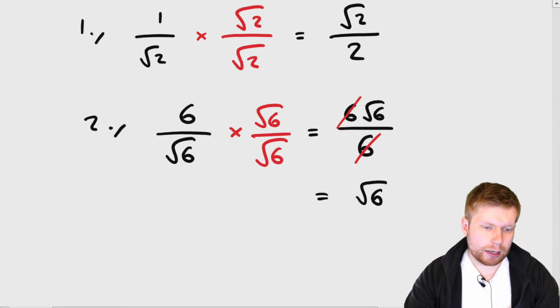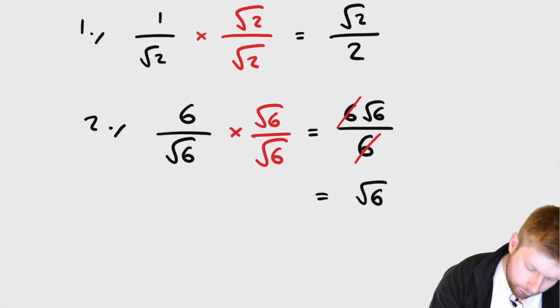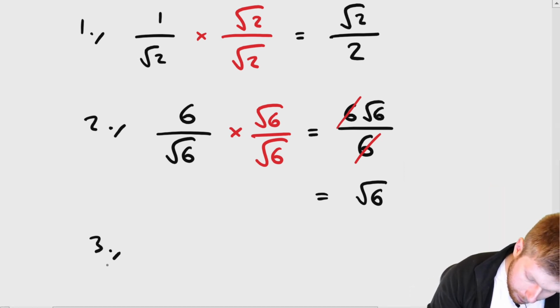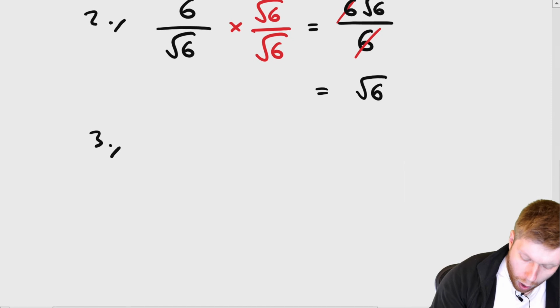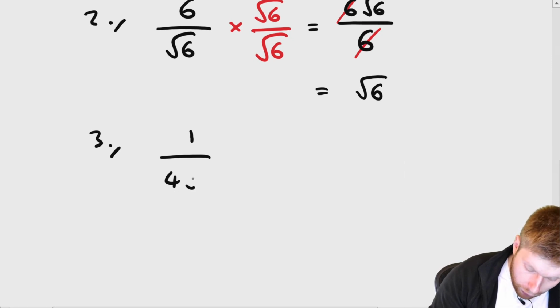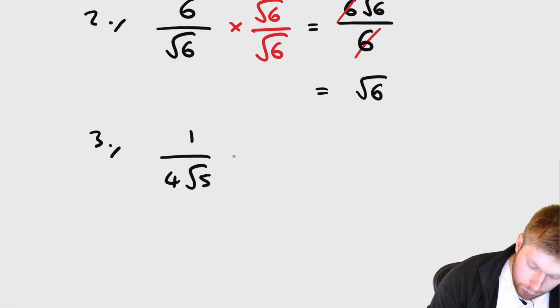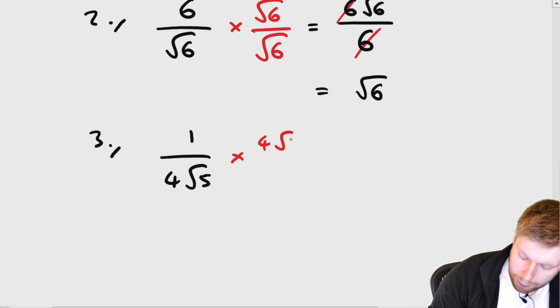All right, let's try with another example. Let's try something like 1 over 4 root 5. Now have a think. You could, if you wanted to, multiply by 4 root 5 over 4 root 5.